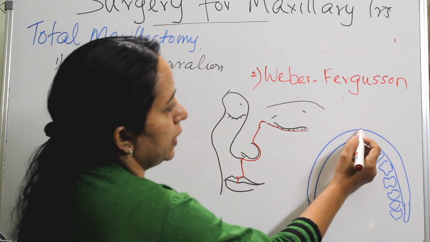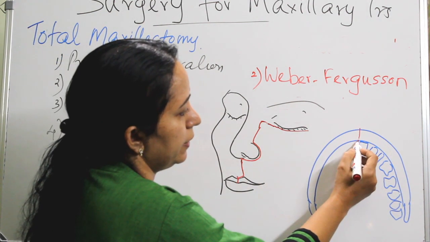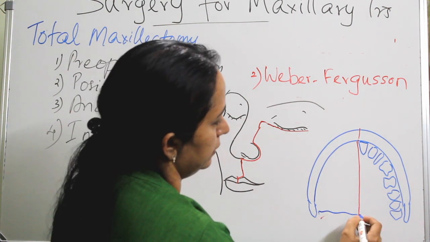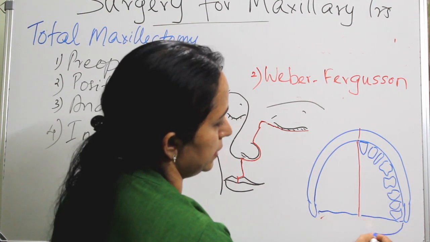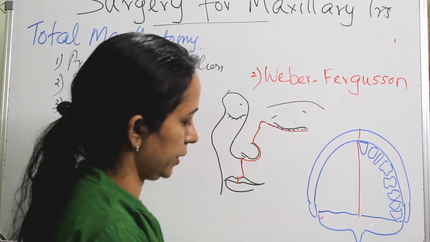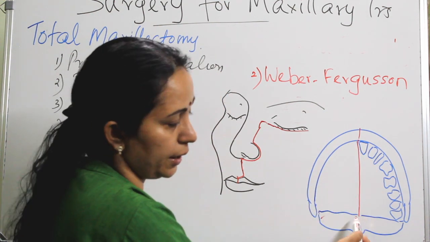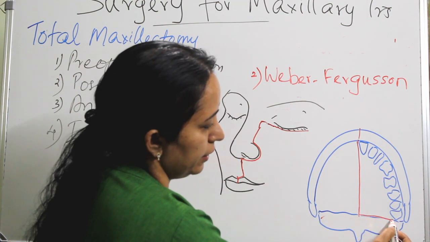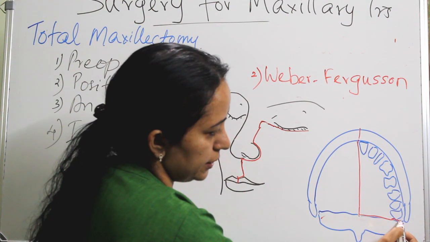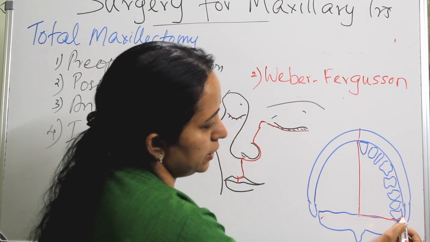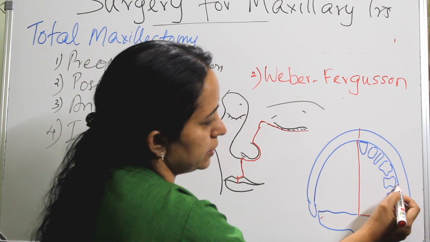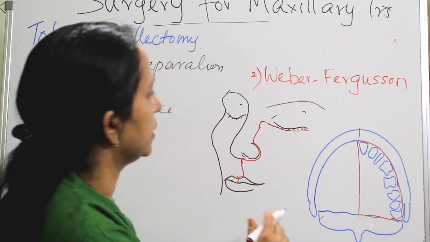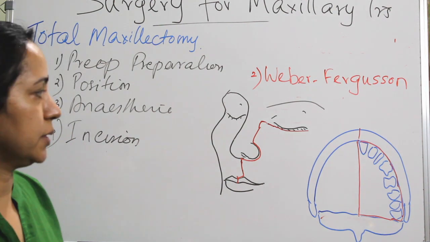Okay, and after that it will come in the midline of the hard palate, ends here, and then comes the soft palate. So at the midline in the hard palate, at the junction of hard and soft palate, it curves laterally, and it encircles the greater tuberosity, and along the alveolus it goes anteriorly. Okay, so this is Weber-Ferguson incision.